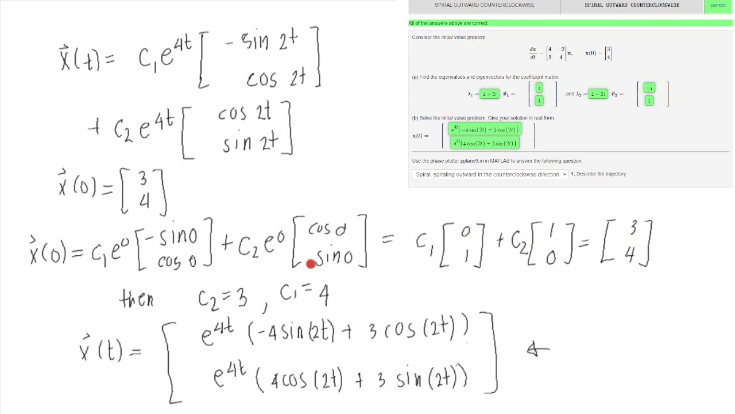From this one, we have c1 times 0 is 0, plus c2 times 1 is equal to 3. That's why c2 is 3. And c1 times 1 plus c2 times 0 is simply c1 equal to 4. That's why we have c1 equal to 4 and c2 equal to 3.